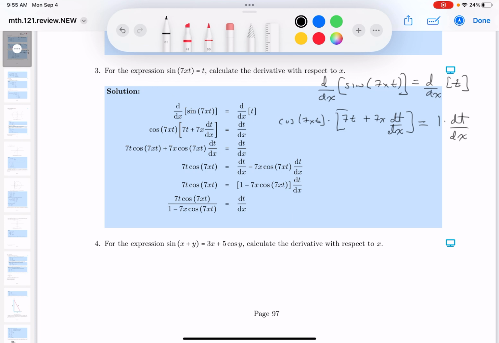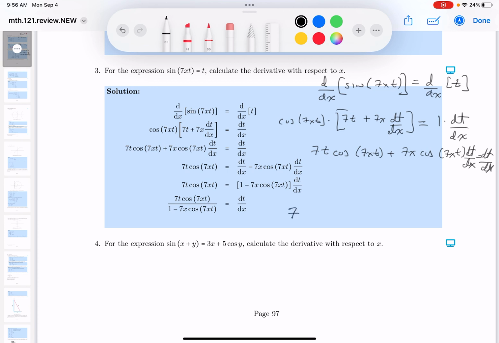I've got to distribute this across and solve for dt/dx. All right, so let's see if we can do that. And what do we get? We get 7t cosine 7xt plus 7x cosine 7xt dt/dx. What does that equal? dt/dx. All right, let's keep moving.